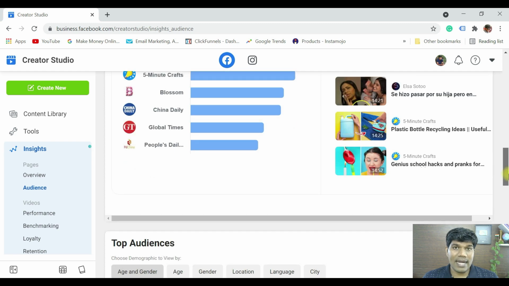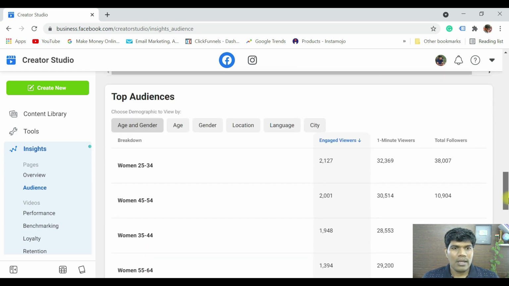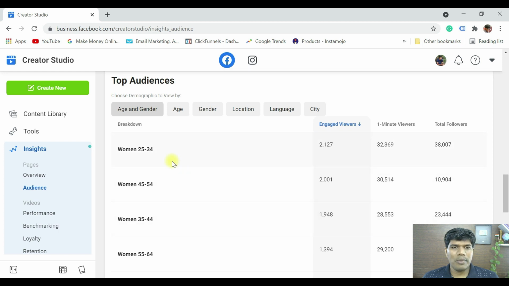Again, you can take this as an idea to create more content which is going to be engaged on your page as well. Now coming to top audience based on the age and gender, it's women 25 to 34 who are highly engaged on our page, right? So based on that, we can really understand what kind of content should be created so that the page gets better engagement.